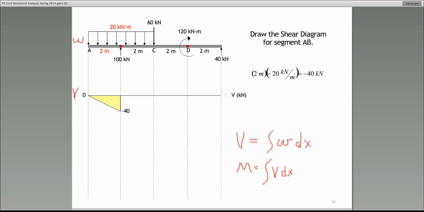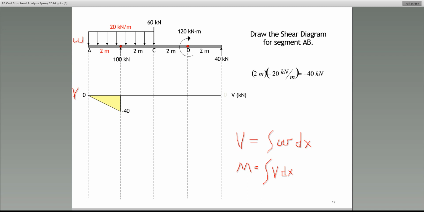Mina says the answer is x squared over 2. Yeah, William Carpenter says it's x squared over 2. Think about it. If it is x squared, what's the integration? It's x cubed over 3.